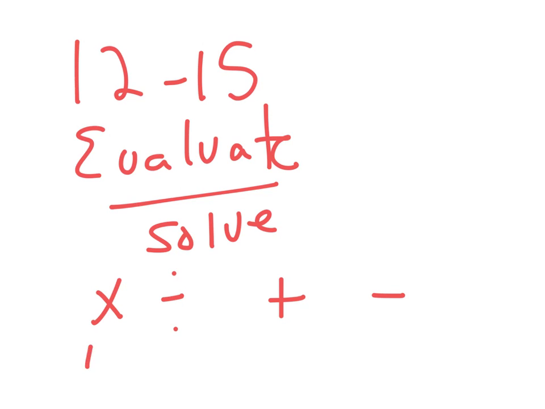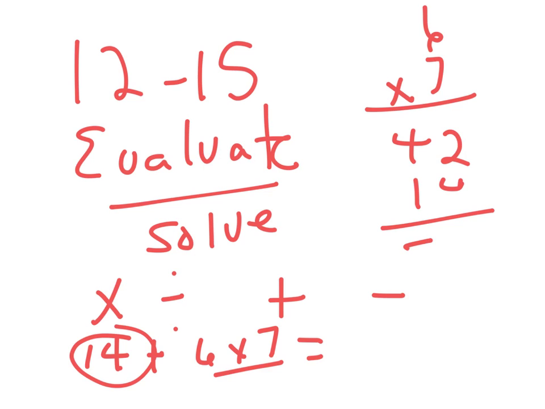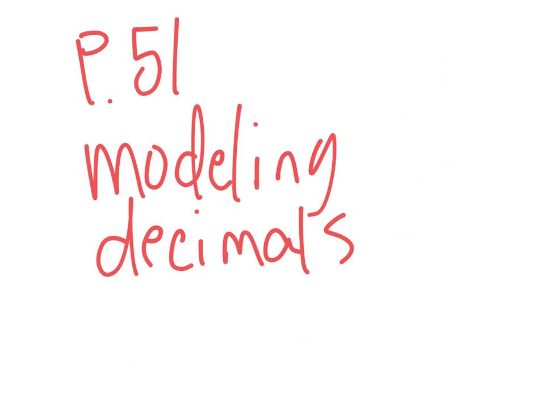So the first one, we have 14 plus 6 times 7, and we would do 6 times 7 is 42. Then we add the 14 to that, and we would have 56. Okay, so you got it. Can't get it confused. You got to do them in the right order. It's PEMDAS.